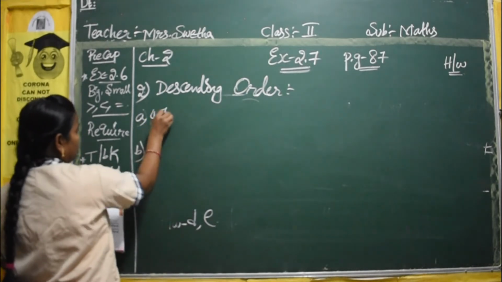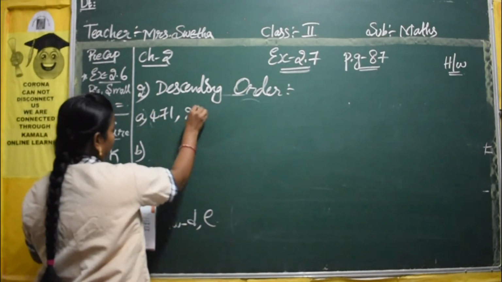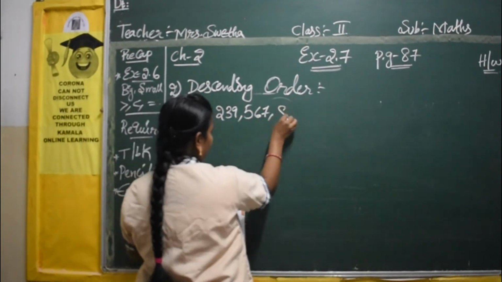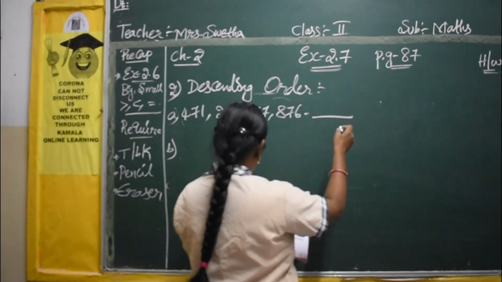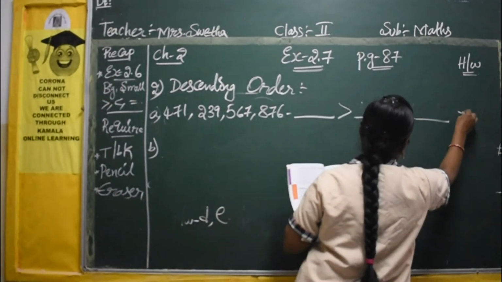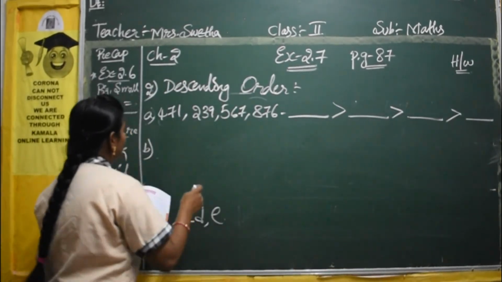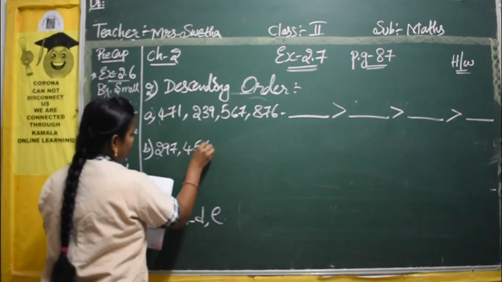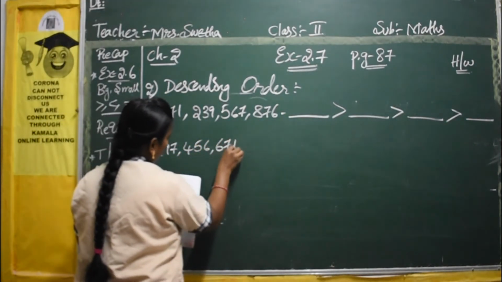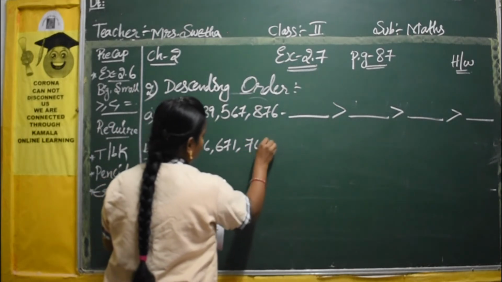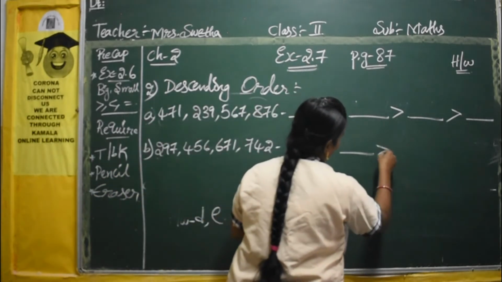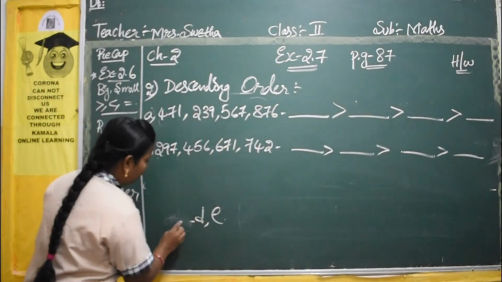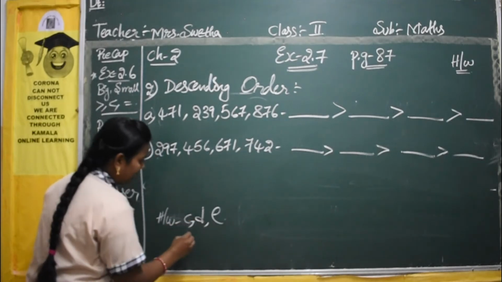A1: 471, 239, 567, 876. So from this again you have to arrange these numbers in the descending order. Next: 297, 456, 671, 742. Okay. So these two problems I am going to tell you now. Based on this one, you have to do your homework as C, D and E.